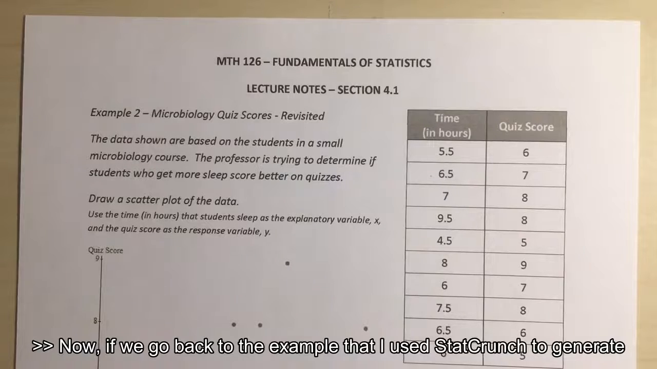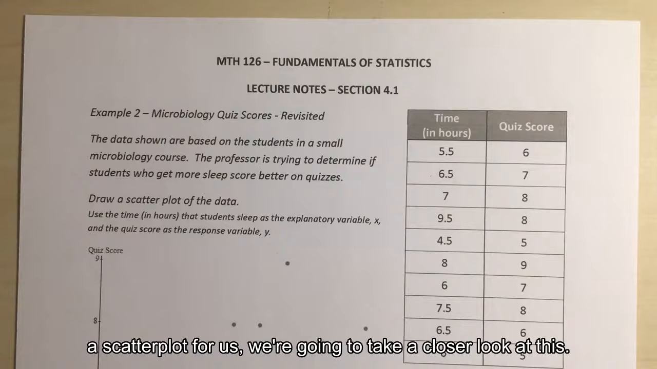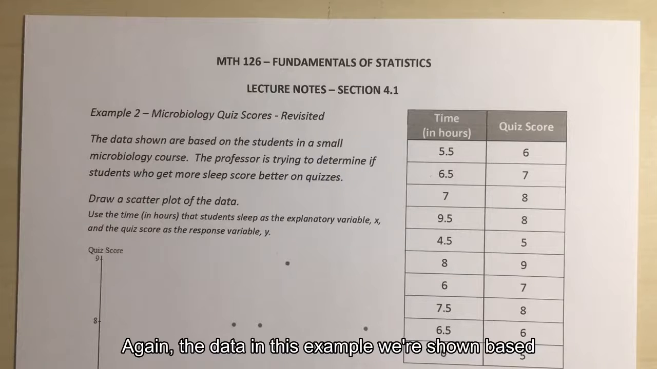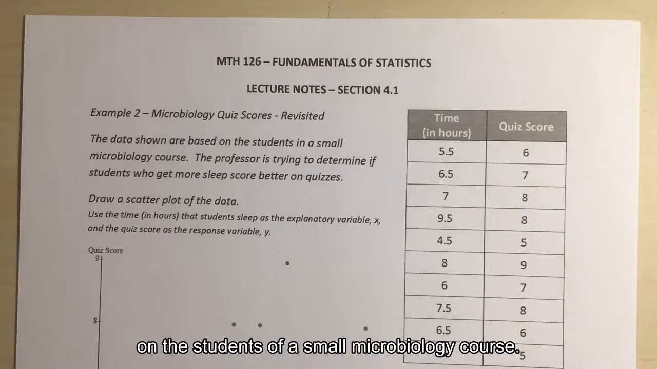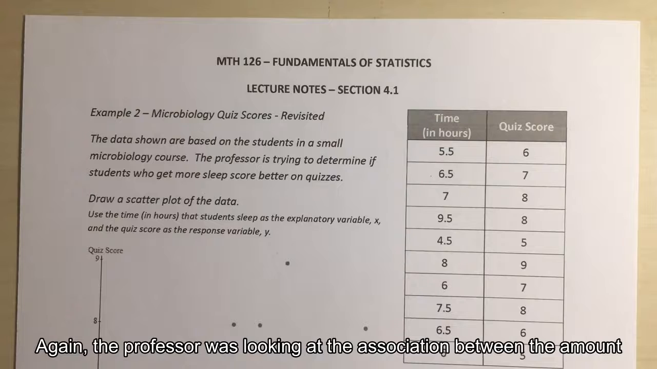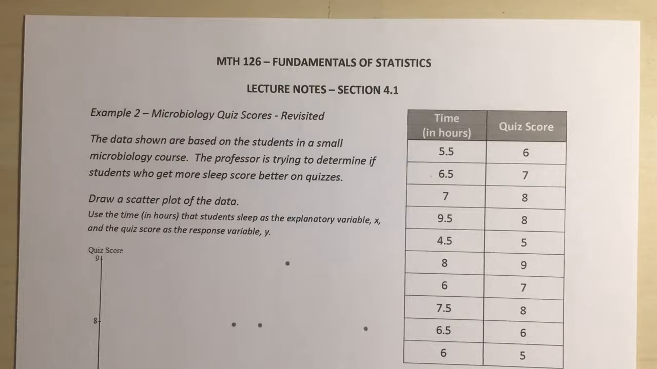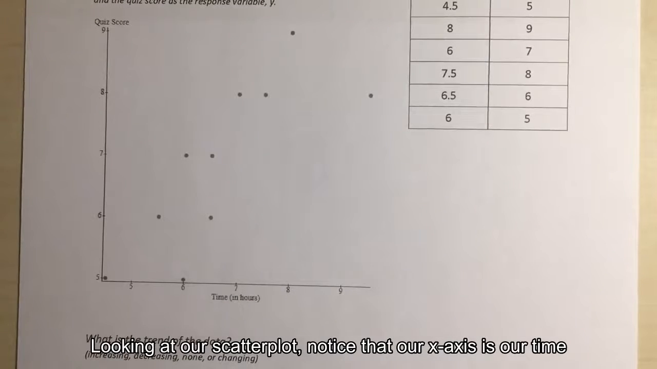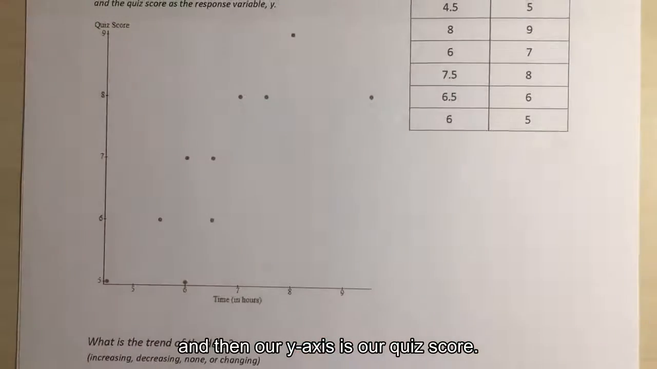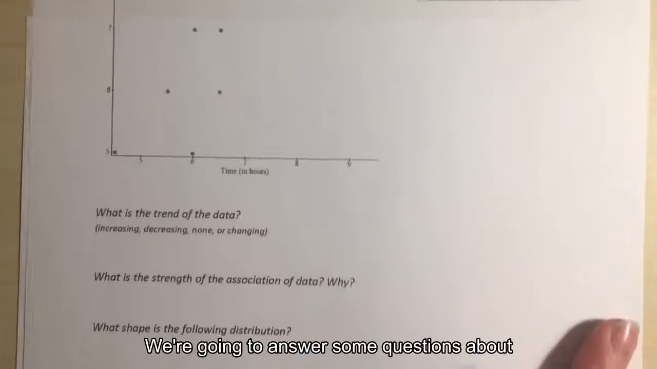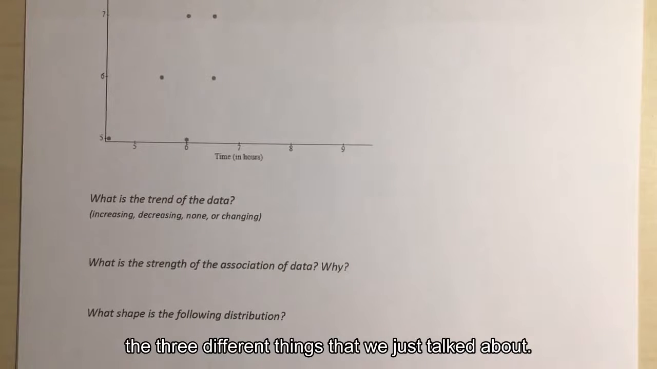All right, now if we go back to the example that I used StatCrunch to generate a scatter plot for us, we're going to take a closer look at this. So again, the data in this example were shown based on the students of a small microbiology course. Again, the professor was looking at the association between the amount of time slept and the score on a quiz. Right? So looking at our scatter plot, notice that our x-axis is our time, and then our y-axis is our quiz score. Right, so we're going to answer some questions about the three different things that we just talked about.